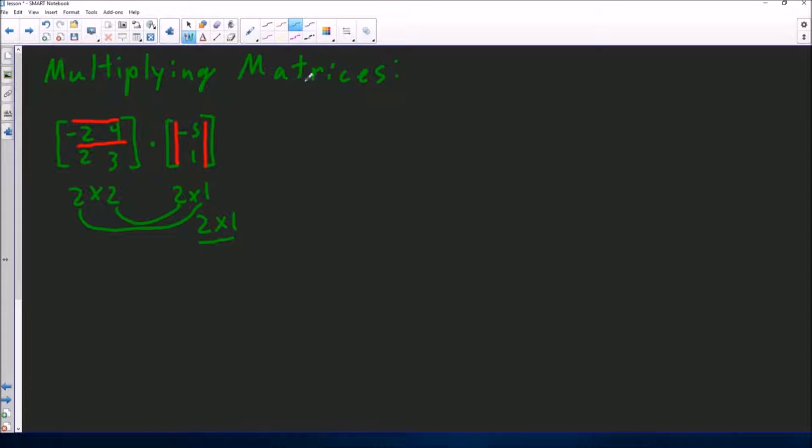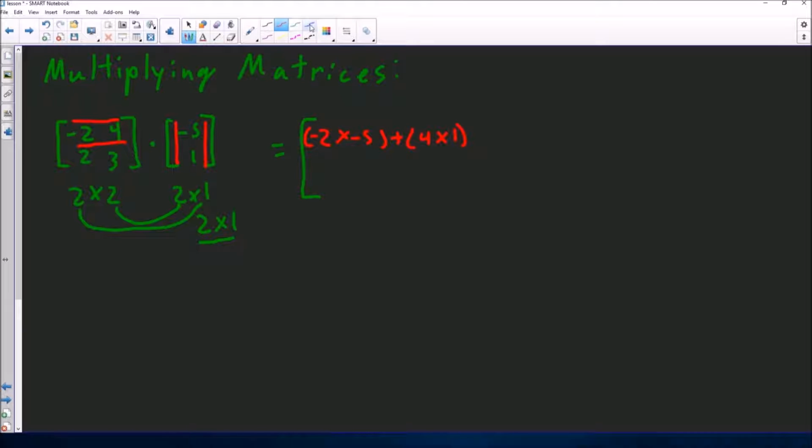So to do that, we're going to draw our first bracket, and then we look at the first number and multiply it by the first number in the second matrix. So we go negative 2 times negative 5 plus, now we do the second numbers, so 4 times 1. And what we're doing right now is actually called the dot product. It's where you take the first terms, multiply them together, and then add them to the second terms multiplied together. And then if there was a third term, you would add the third term multiplied together.